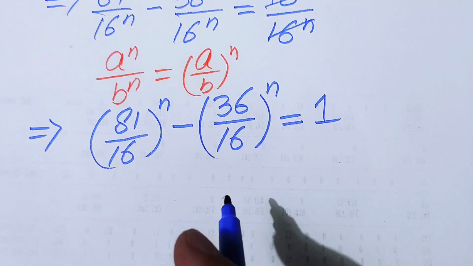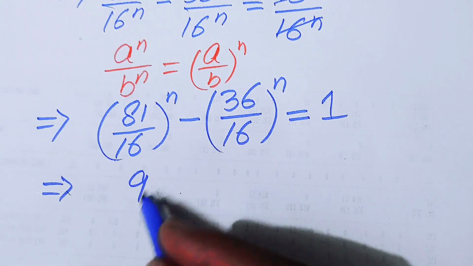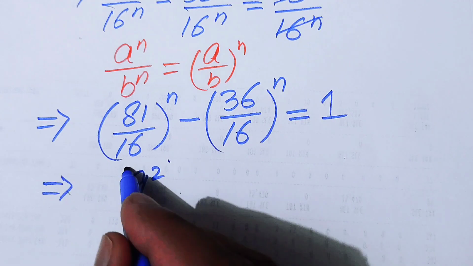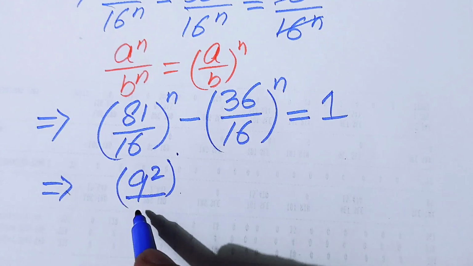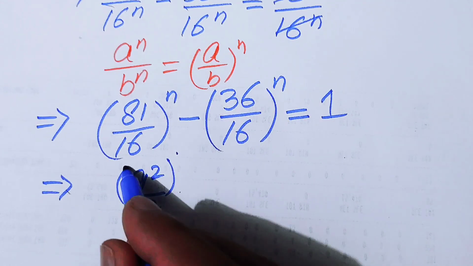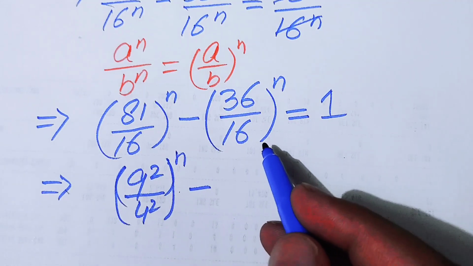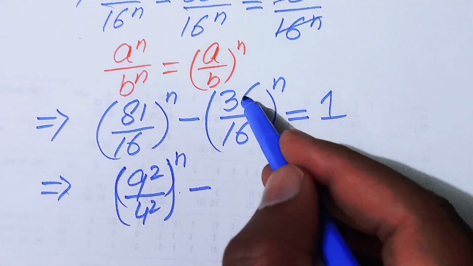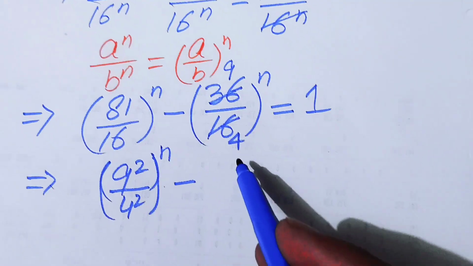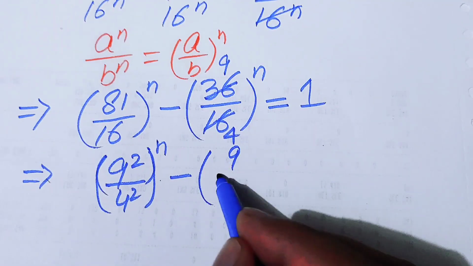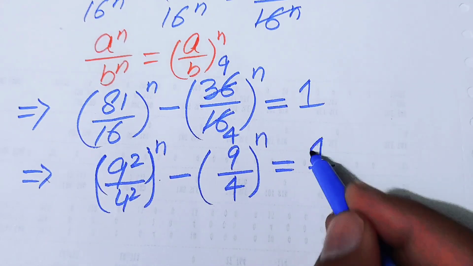Now you can just focus on the left hand side, and here we have 81, and we will write this 81 as 9 square and its whole power n. Over here you have 16, and we write 16 as 4 square. So we can write 9 square over 4 square and its whole power n, minus here we will divide these terms by 4. So you get 4 9s are 36 and 4 4s are 16. So you will get 9 over 4 and its whole power n, and this is equal to 1.